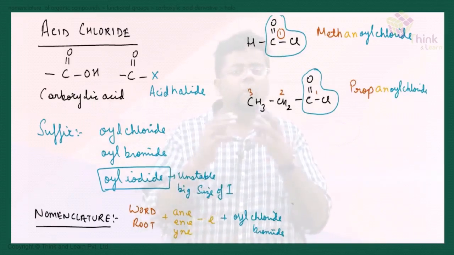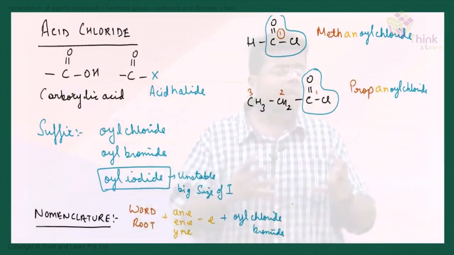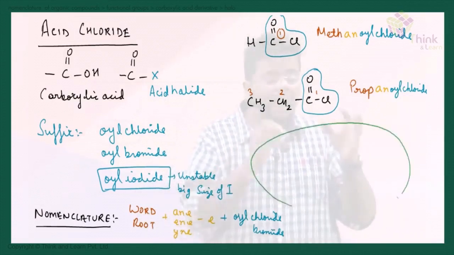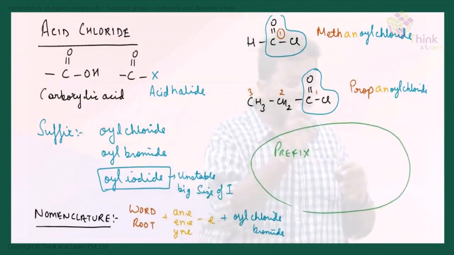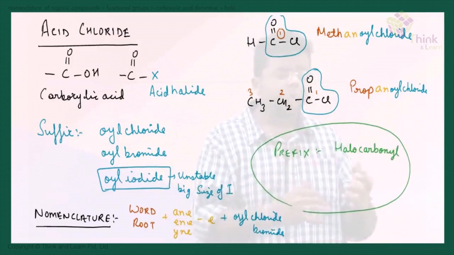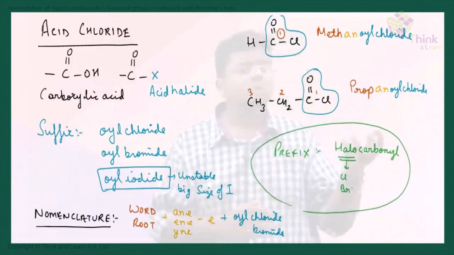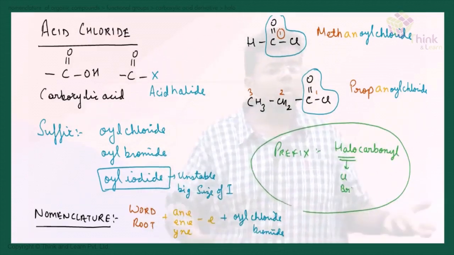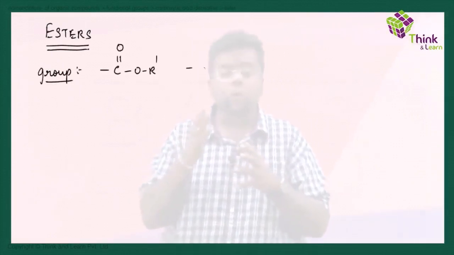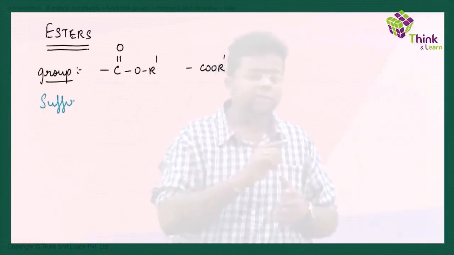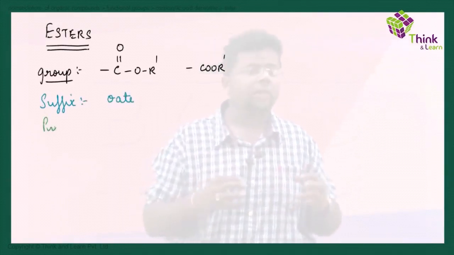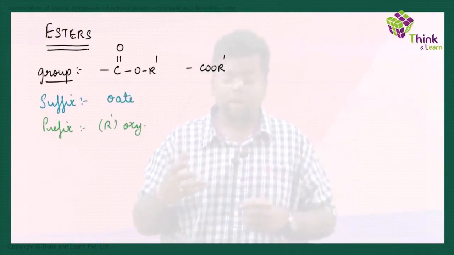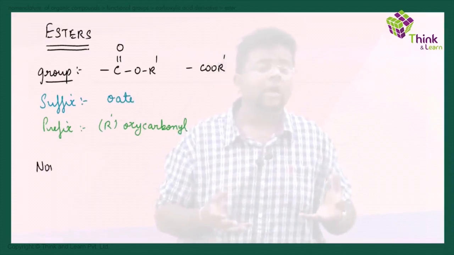Can you guess what should be the prefix for acid chloride or acid halides? That is halocarbonyl, where the halo can be chlorine or bromine. So this would be chlorocarbonyl or bromocarbonyl. The next functional group that we have is esters. Yes, the fruity smelling compounds. Now, what should be the group? The group over here is COOR. The suffix would be oate and the prefix is R-oxycarbonyl.